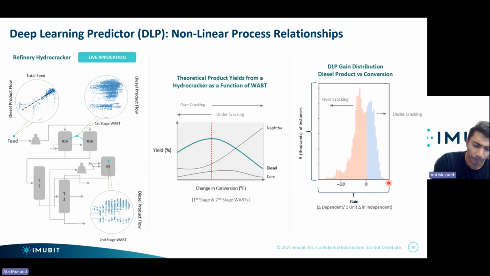And like we saw before, our process model is not just learning a nonlinear gain for one independent and dependent variable. It's learning it across the entire matrix, if you want to call it, of independent and dependent variables. If something is truly linear, you'll see that the gain distribution is very narrow, representing a linear relationship. But it becomes really powerful when you imagine a hydrocracker. If you really want to optimize a hydrocracker, you have to understand the nonlinearity between conversion and all the distillates. And that's exactly what you see when you train a deep learning predictor on the data.